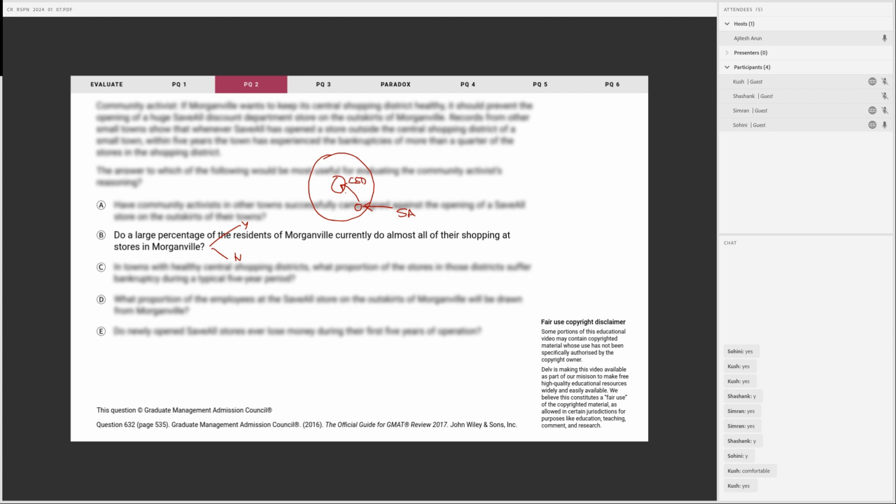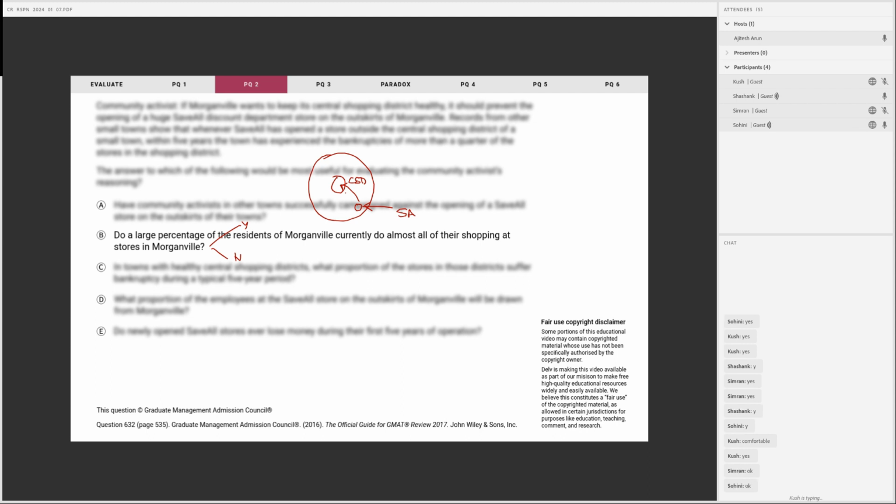So even if a small percentage of residents do their shopping in Morganville, or a large percentage does its shopping in Morganville, the central shopping district still has some business to protect, right? Will it be able to protect that business against Save All? Option B does not help us understand that. Quick check. Is option B okay, or any follow up questions regarding option B?